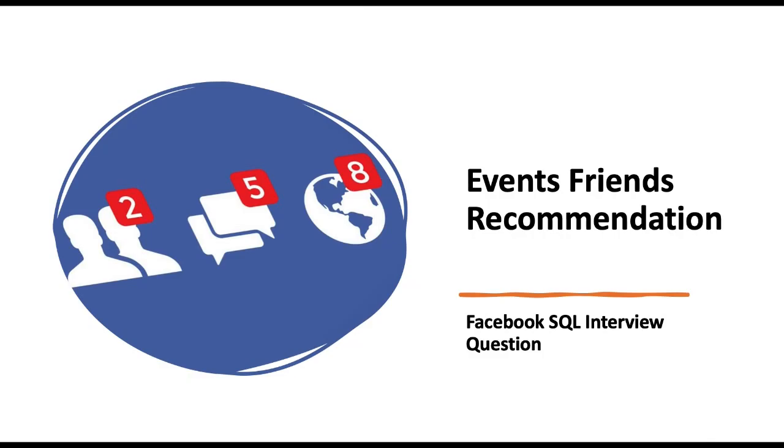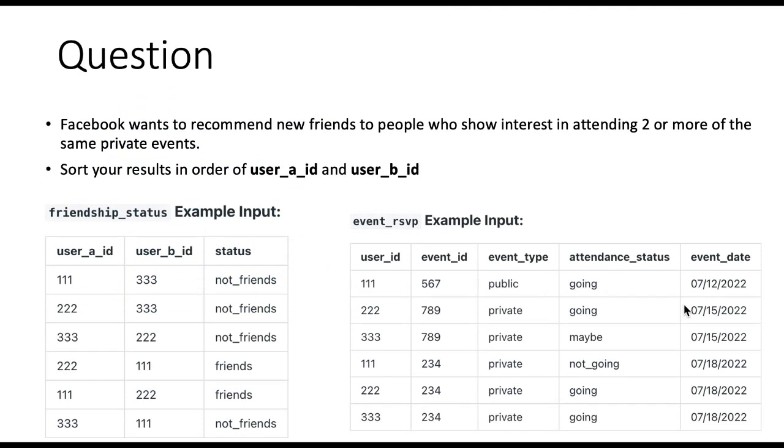Hello everyone. Today we are going to see a very interesting SQL interview question, Events Friends Recommendation. Let's get into the problem. Facebook wants to recommend new friends to people who are interested in attending two or more of the same private event. Sort the results in the order of user ID A and user ID B.